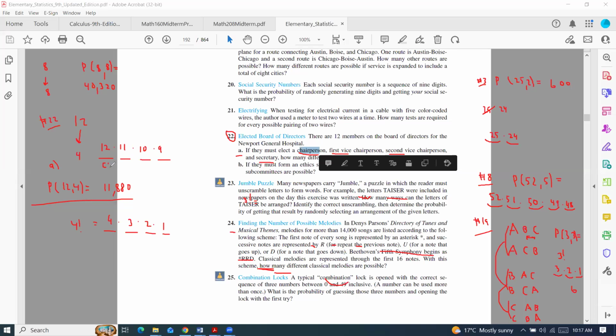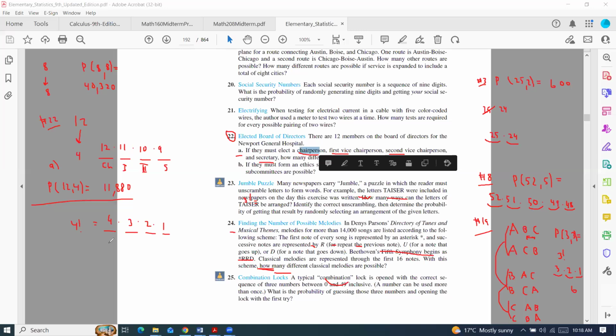To have a chair, and then first vice chair, and then second vice chair, and then the last remaining position we will give to secretary. Well, say, Alex, I want to be secretary, so I want to start here. Yeah, you can commute this product, it doesn't really matter. It's still going to be the same thing. So same result at the end, 4 factorial possibilities.